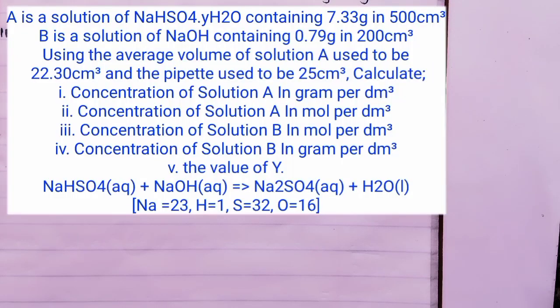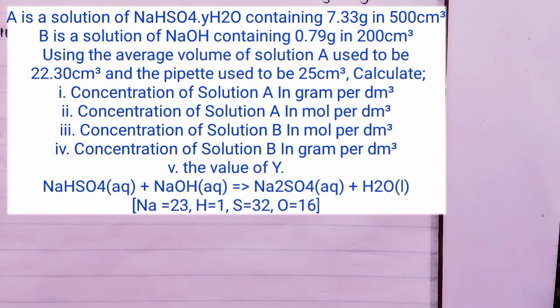A is a solution containing 7.23 grams per 500 cm³ of sodium hydrogen tetraoxosulfate(VI) Y hydrate, and B is a solution of 0.79 gram per 200 cm³ of sodium hydroxide. Put A into the burette and titrate it against the 5 cm³ portion of B using methyl orange as indicator. Repeat the titration to obtain consistent titer. Tabulate your readings and calculate the average volume.